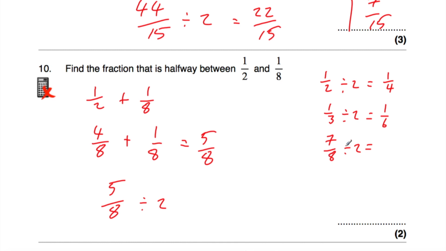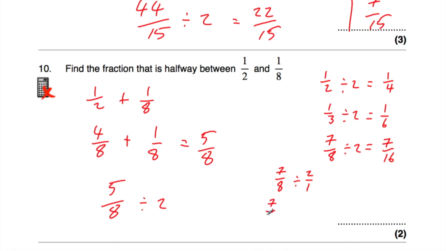So if we had 7/8 divided by 2, rather than half the numerator, we can just double the denominator. So that would be the same as 7/16. And just to show you that if you had 7/8 and you divide it by 2, which is 2 over 1, remember we can, instead of dividing by 2 over 1, we can multiply by the reciprocal.